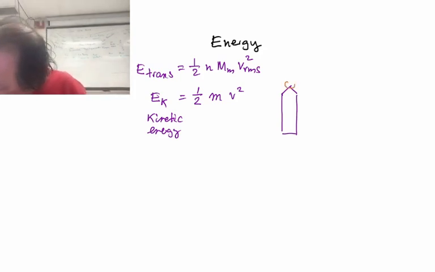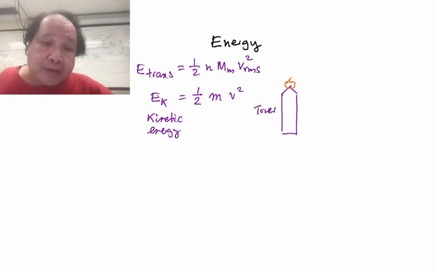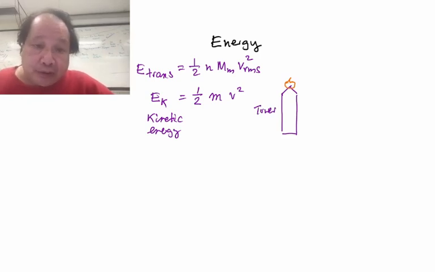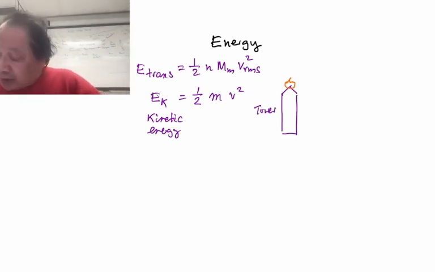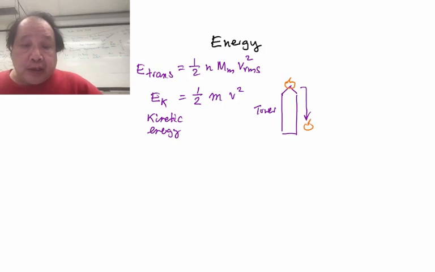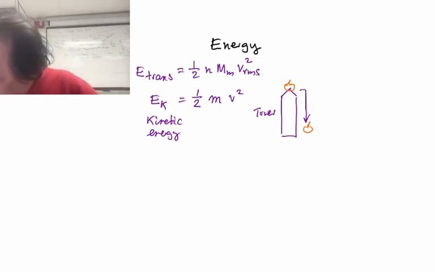For example, if I put a pumpkin on top of the tower, and initially the pumpkin on top of the tower is not moving, it has no kinetic energy, but as the pumpkin drops, it had energy stored in it. It starts moving very, very fast. The energy was stored in it. This stored energy is called potential energy, EP, potential energy.